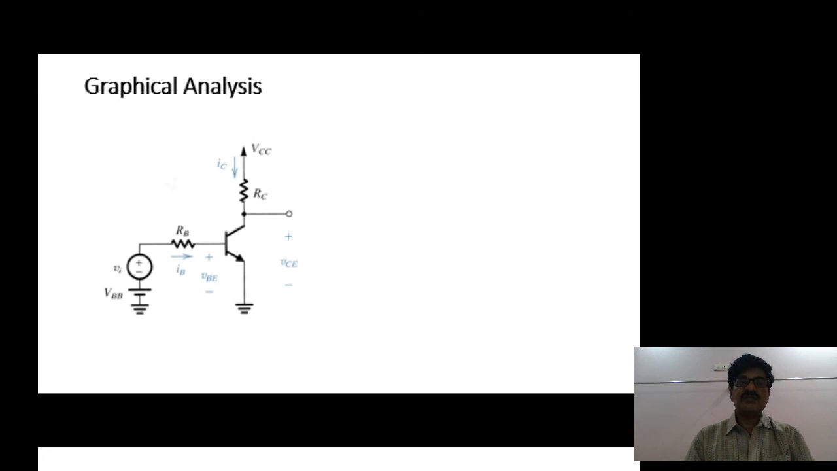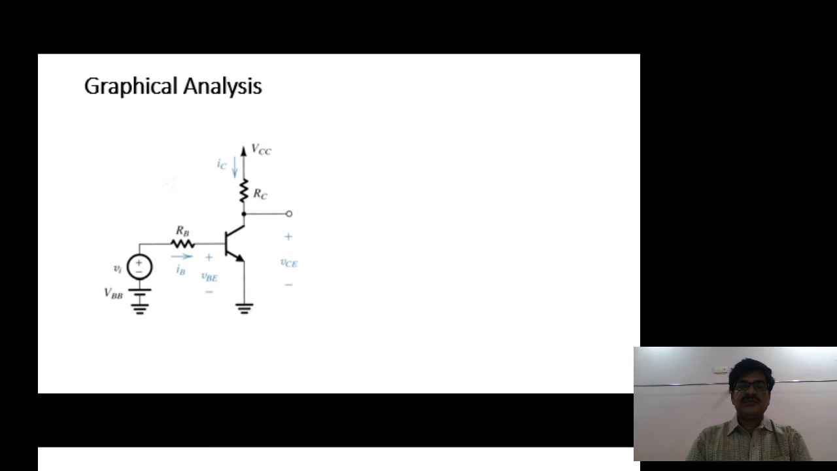Then let us see the graphical analysis. In case of graphical analysis, let us consider the same transistor inverter circuit, whatever previously noted. The same circuit here once again I am representing. The transistor is an NPN transistor in CE configuration, including collector resistor and RB resistor. At the input base, you can observe both DC battery VBB value and AC signal source are connected.